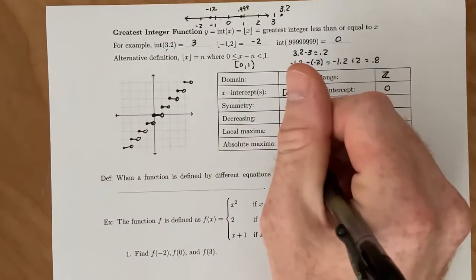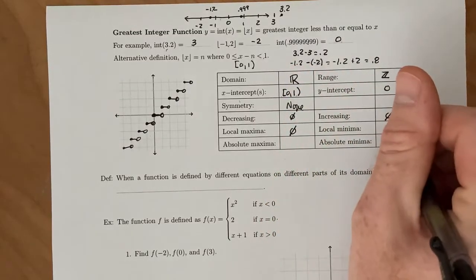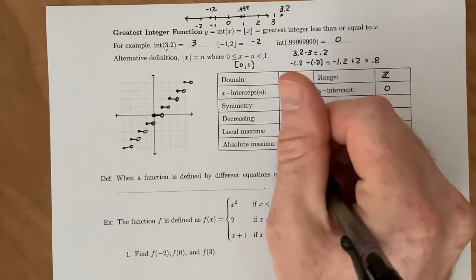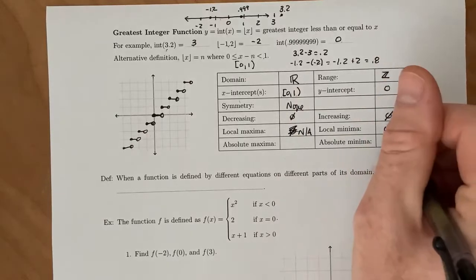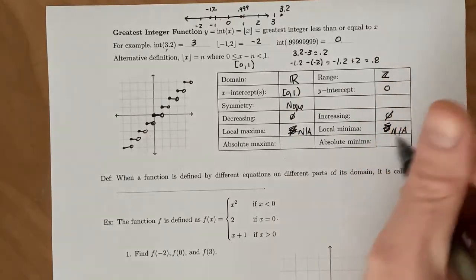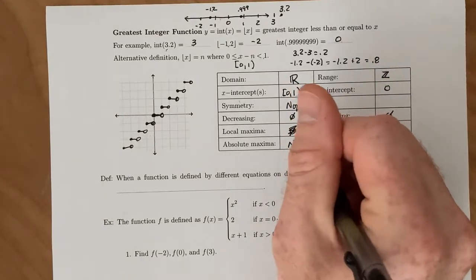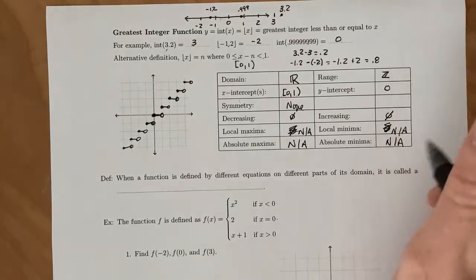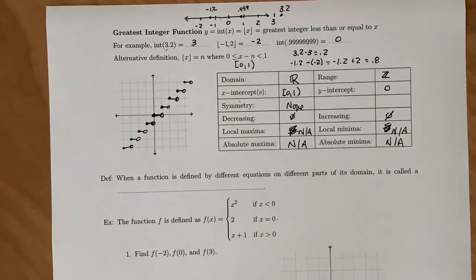So there are no local max, no local min. I guess we were using NA instead. And there's no absolutes either. Strange function, kind of neat. And it does have some applications in the real world.